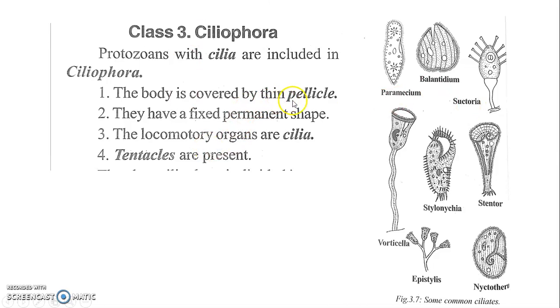The body is covered with a thin pellicle. They have a fixed permanent shape. The locomotory organs are cilia. It is a common character. These cilia, minute hair-like structures, help in locomotion. Tentacles are also present in this organism. These tentacles help in sucking or food capture.